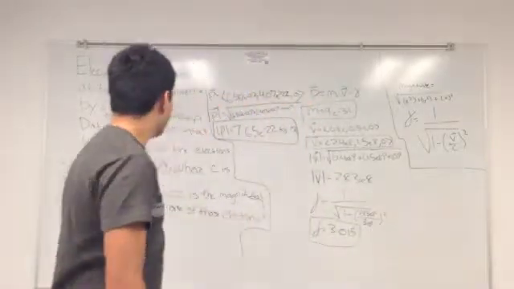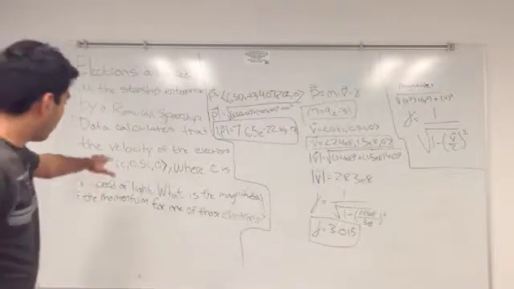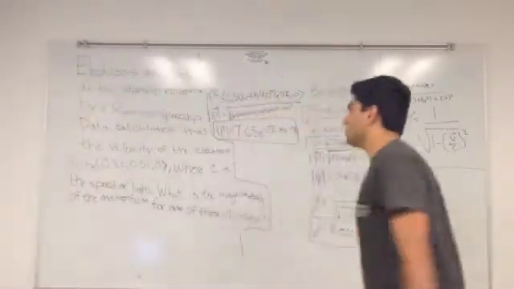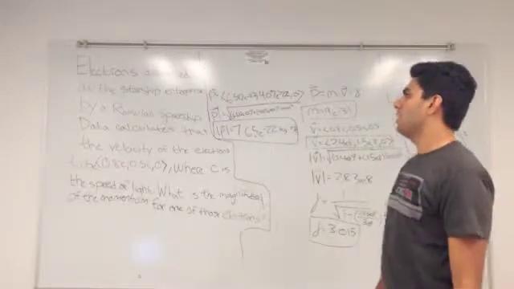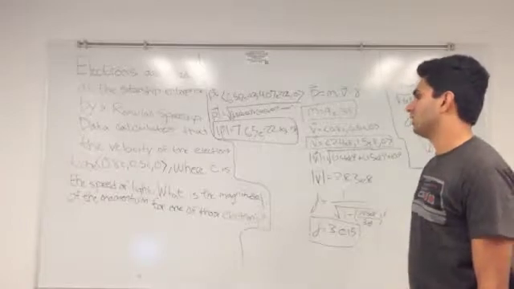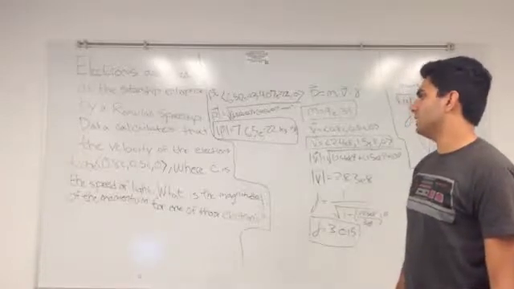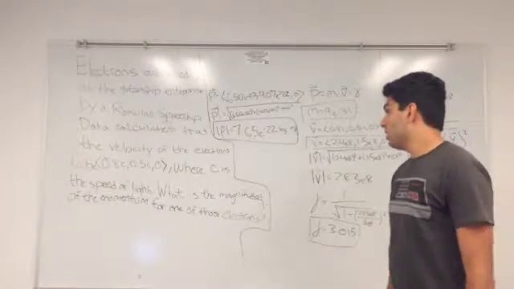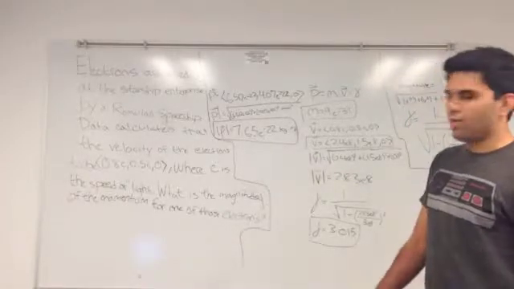So, the problem's split into two parts. I got the first part written on the board right here. I'm going to read it to you. Electrons are fired at the Starship Enterprise by a Romulan spaceship. Data calculates the velocity of the electrons to be 0.8c, 0.5c, and 0, where c is the speed of light. What is the magnitude of the momentum for one of those electrons?